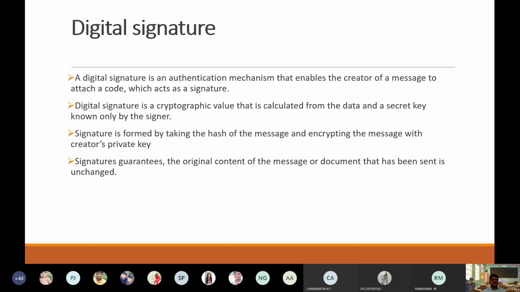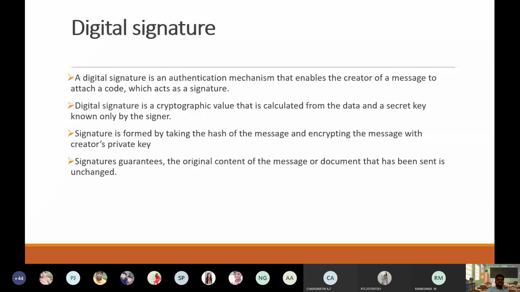So based on the needs, the class will be varying, right? Okay, so that is a practical usage of the digital signature, right? Digital signature is an authentication mechanism that enables the creator of a message to attach a code which acts as a signature. It is just an authentication mechanism, like your signature on paper, right?